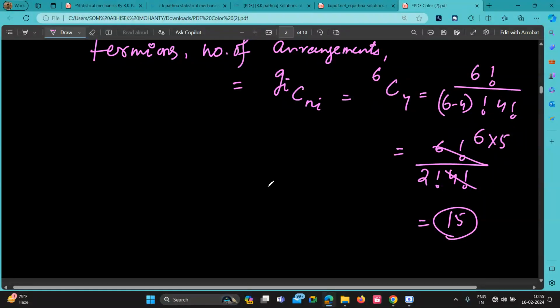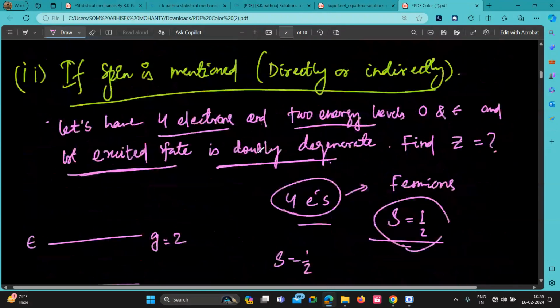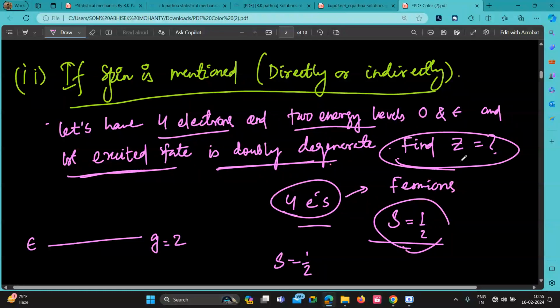Okay, how will we solve now? See, there are 15 levels. To find the partition function, it won't be asked in the exam, but just for your clarity, we have to draw those 15 levels. There are 6 levels. This is for 0. This is for epsilon. There are 4 electrons, and each electron will be in a different level. They cannot be in the same state. So this is your 2 epsilon.